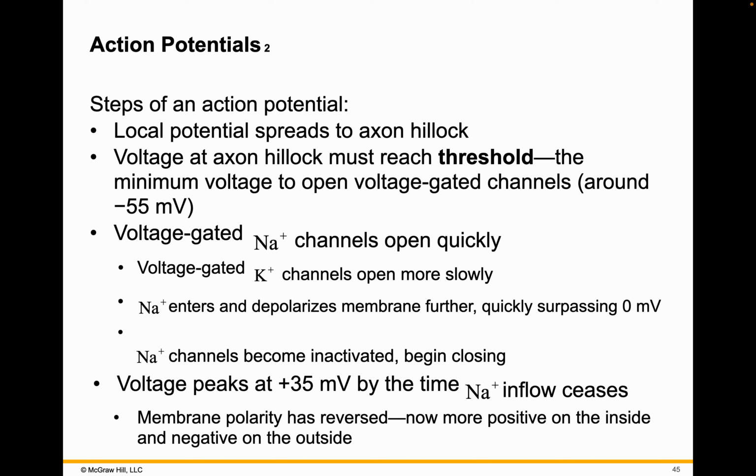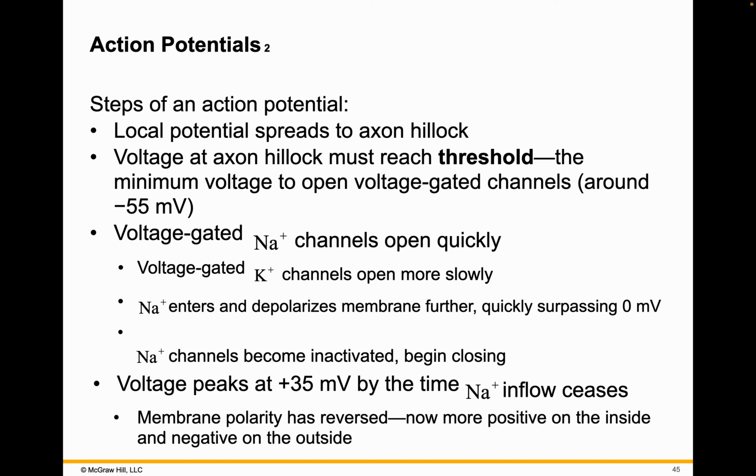The local potential spreads to the axon hillock. The voltage at the axon hillock reaches a threshold. The minimum voltage to open voltage-gated channels is around -55 millivolts. Once that occurs, the voltage-gated sodium channels open quickly. Voltage-gated potassium channels open more slowly. Sodium enters and depolarizes the membrane, quickly going past 0 millivolts.